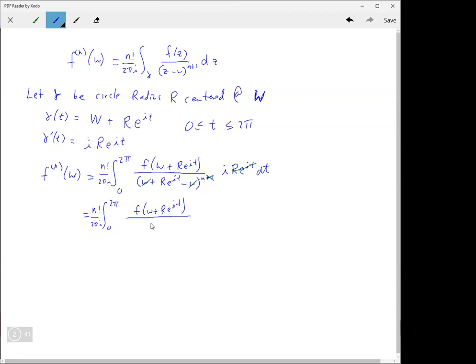I was so excited about this. Okay, so this is r to the n, e to the it, and dt. Okay, so that's your nth derivative at w right there.